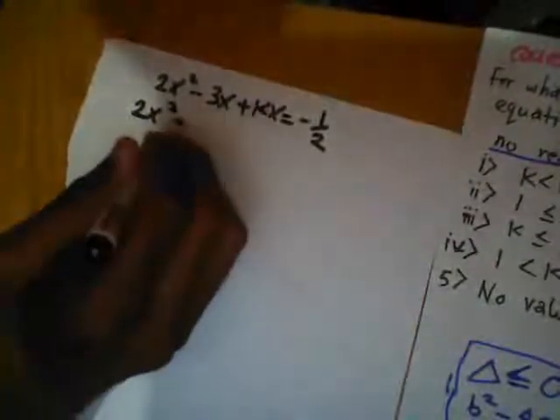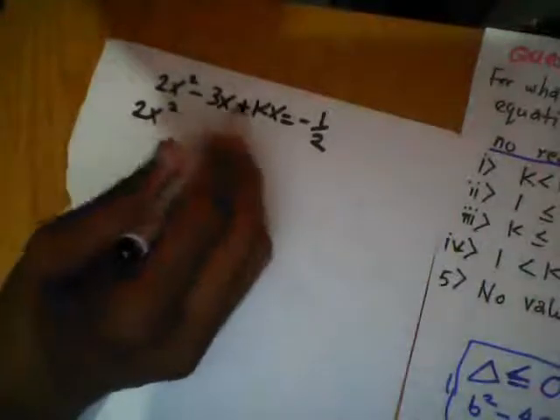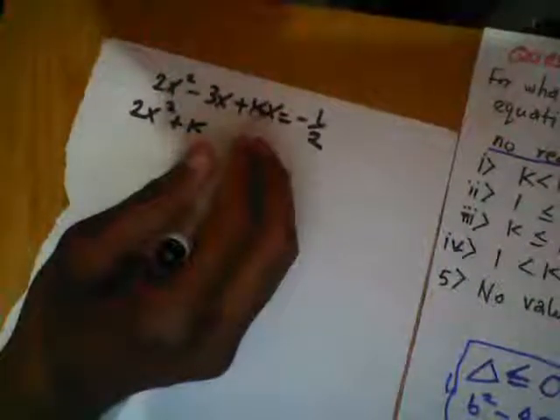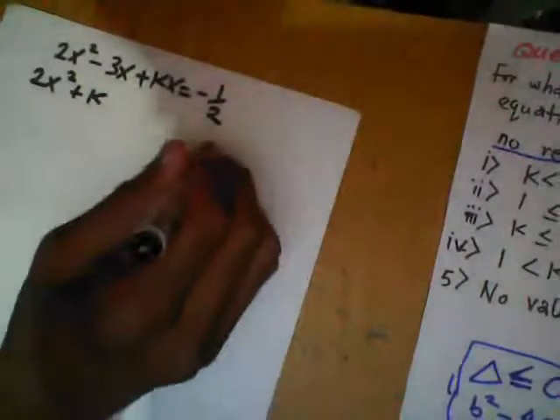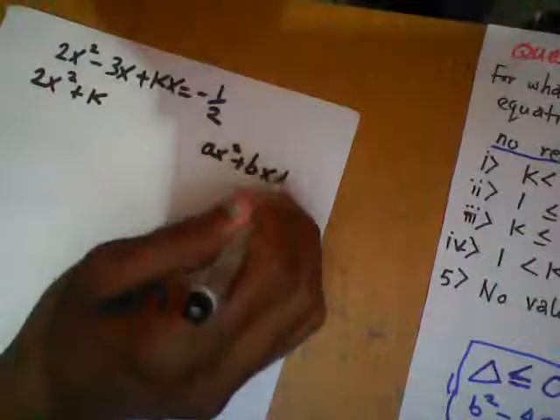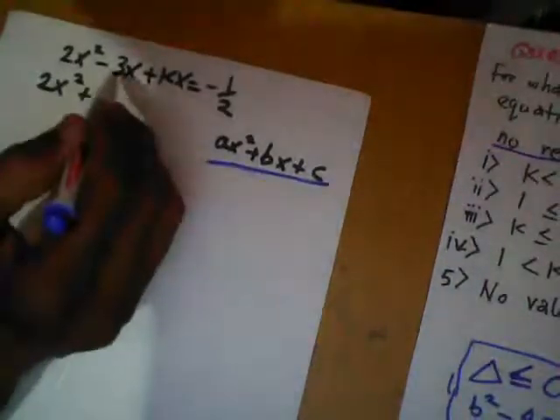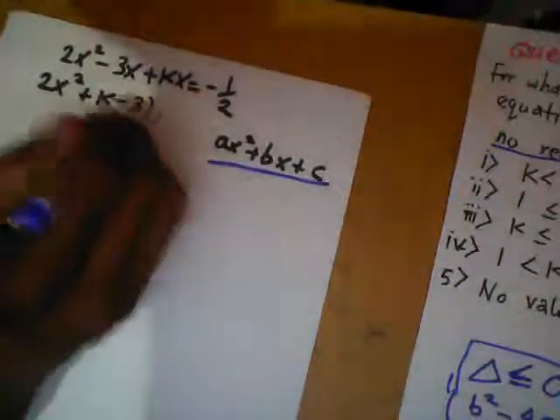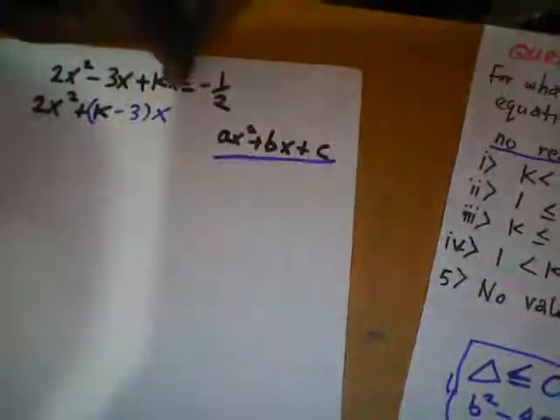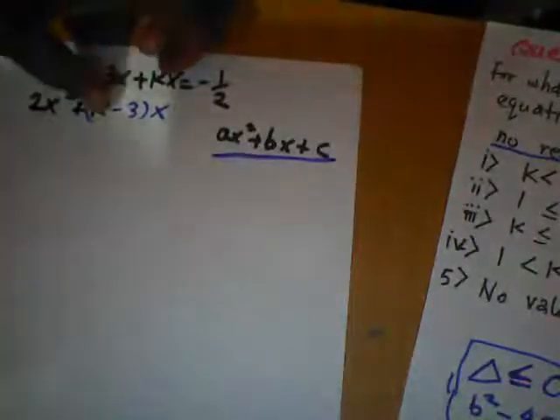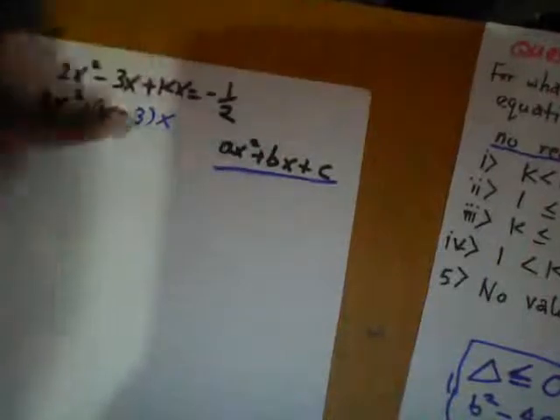I hope everybody can see. If you cannot see, please let me know. So let me rearrange it in the standard form of a quadratic. The standard form of a quadratic is ax squared plus bx plus c, so I need to rearrange everything in this form. I have 2x squared. For the second term, I have negative 3x plus kx, so it's k minus 3 in brackets, times x. I've taken x out, so positive k and negative 3. This is like bx, so this is your b.